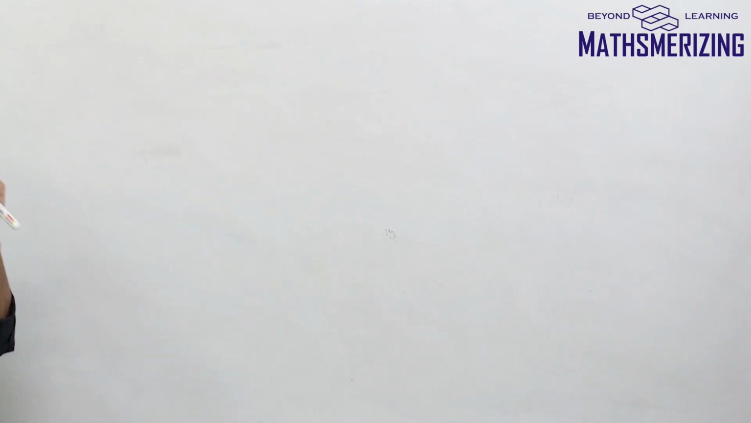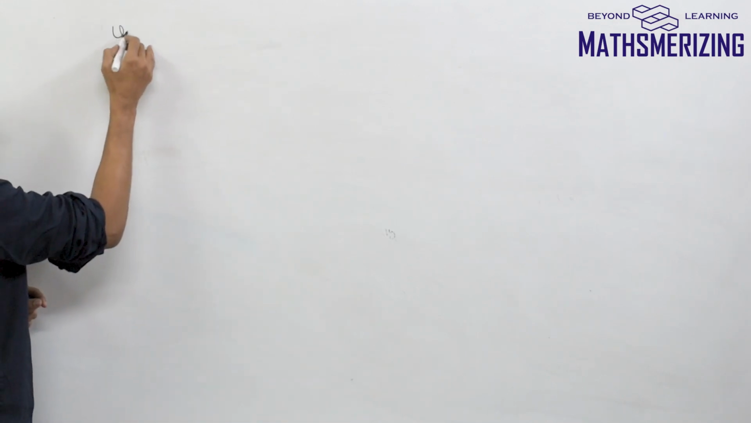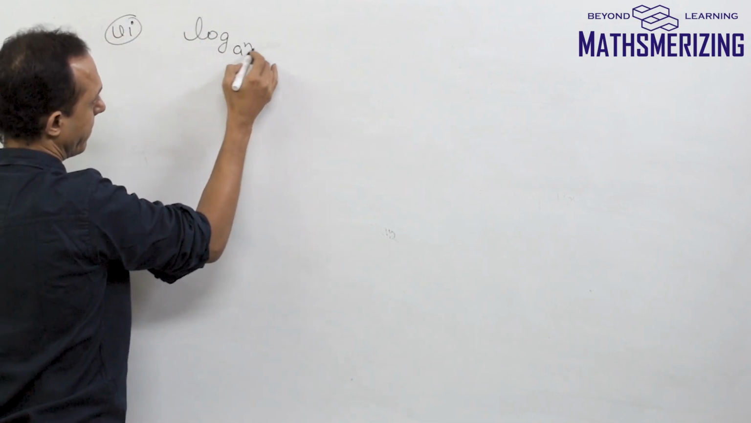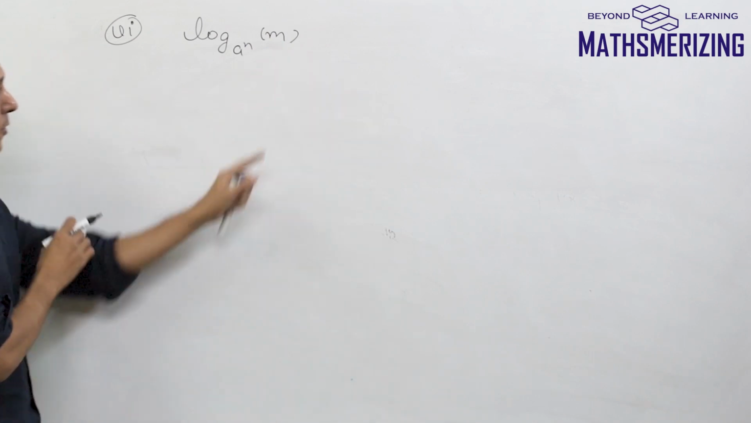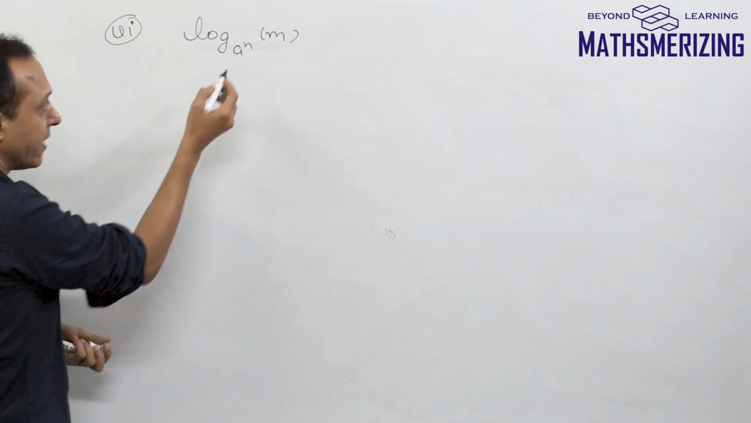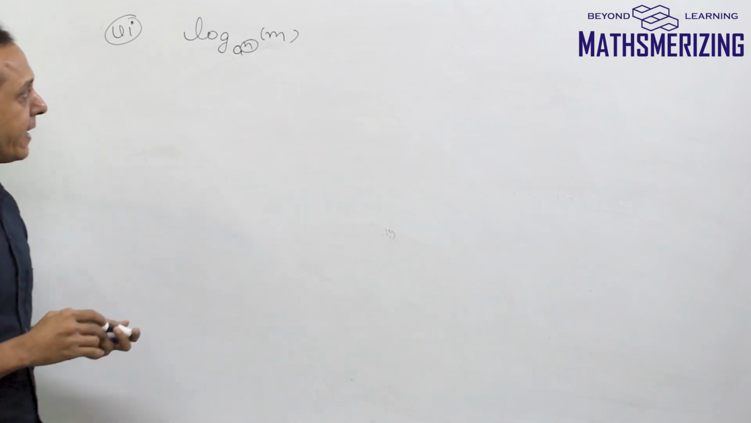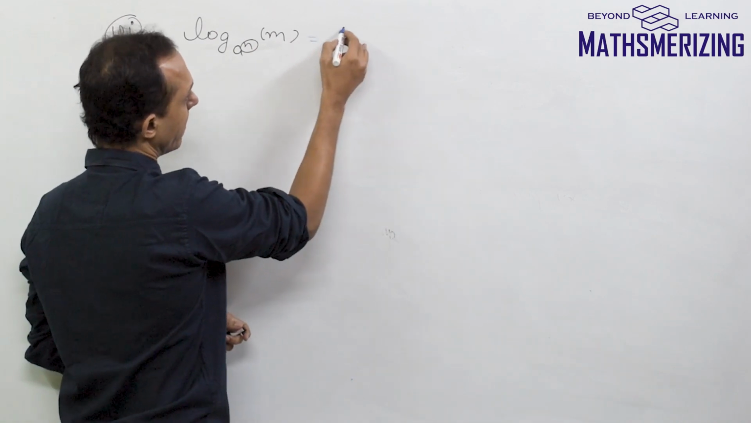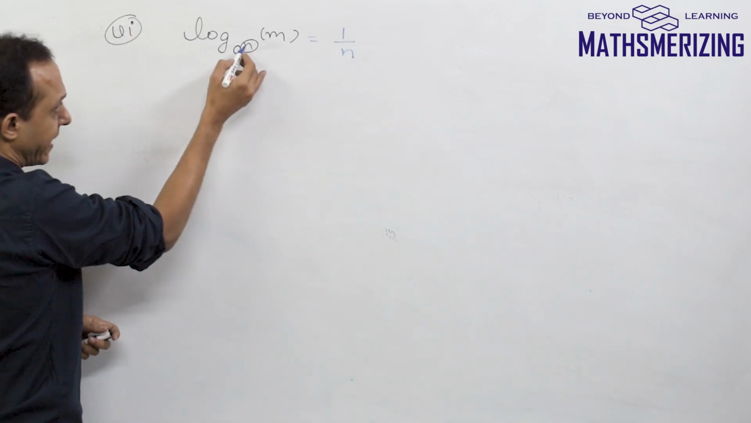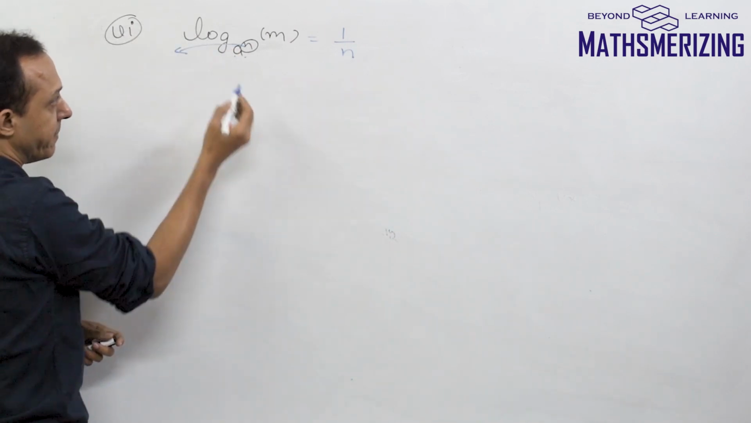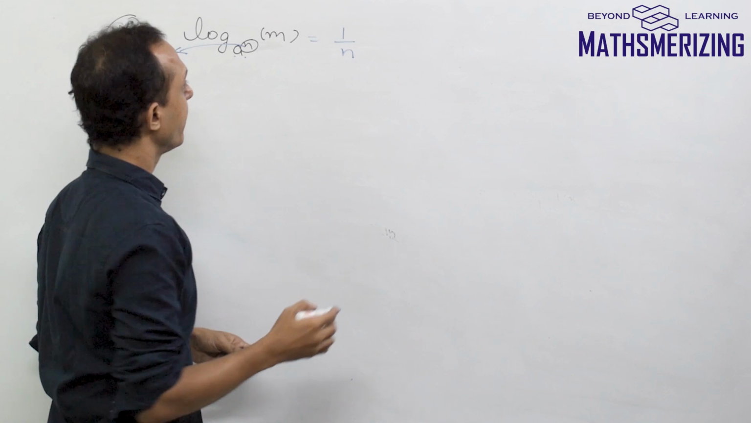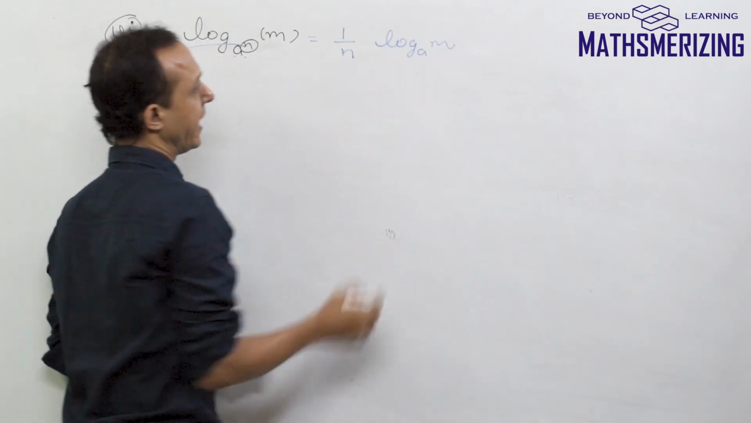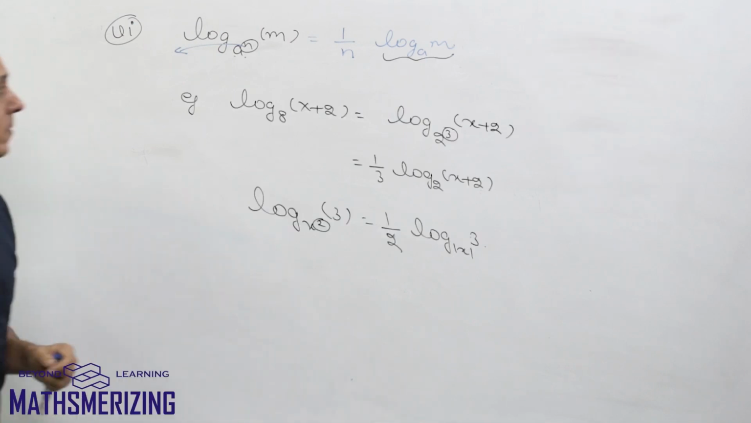Now the sixth property is when the exponent is on the base. Say for example, log m to the base a to the power n. Now here we have an exponent on the base, which is a to the power n. Now if the exponent is on the base, I can simply write it as 1 by n. So this n again comes out, but because it is in the base, I need to write it as 1 by n. So this is 1 by n log m to the base a.